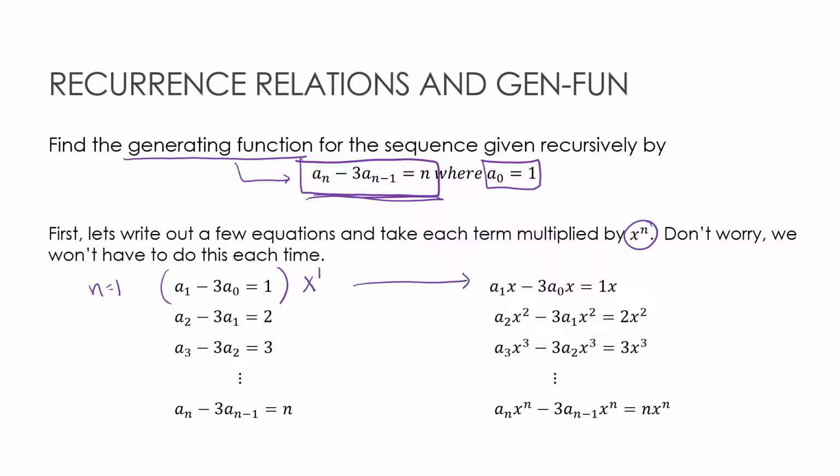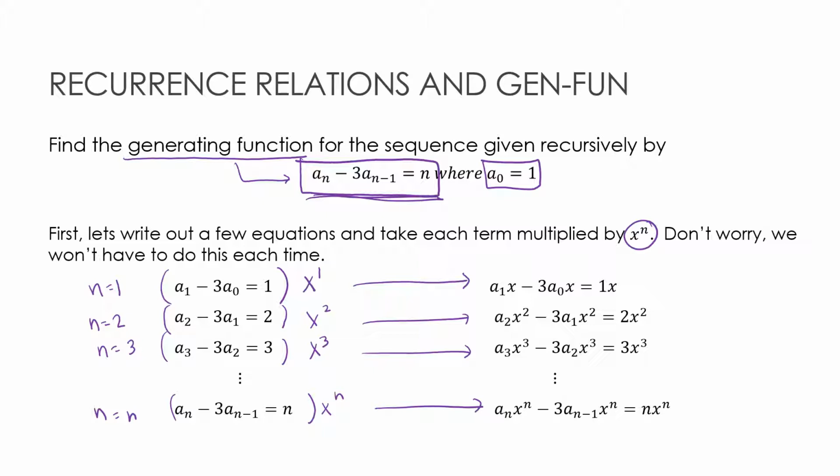I'm going to repeat that process for n equals 2. So when n equals 2, I have a sub 2 minus 3 times a sub 1 equals 2. I'm going to take all of that times x squared. Here's my resulting equation. I'm going to do the same for n equals 3. That's times x cubed, etc. And we can see that if I got all the way down to n equals n, whatever n happens to be, I would take that times x to the n, and there's my resulting equation. Now, we're not going to have to do this each time. This is just so you understand where everything is coming from.